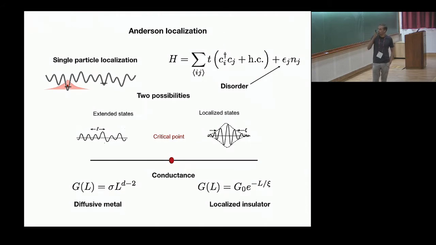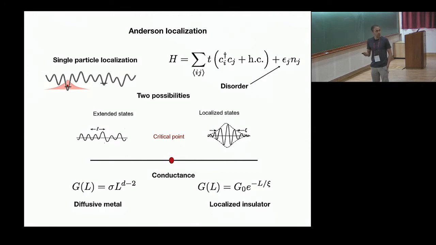And so what happens, and this is a situation in three dimensions, is that as a function of something, typically the disorder strength, you can actually effect a transition between a system with only localized states to one which has extended and localized states. So there is a critical point, there's a metal insulator transition. And so on the extended side, you have a diffusive metal.